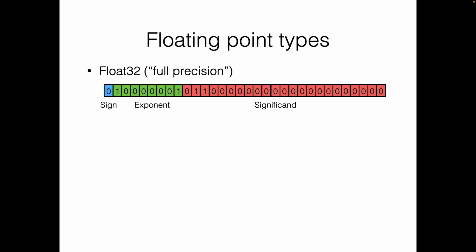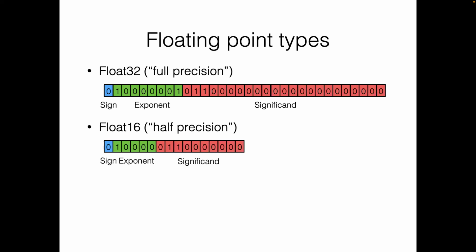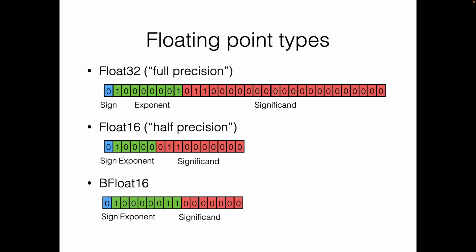So here we have float 32, which is what we just went through. And this is usually referred to as full precision. You'll come across these terms, so it's good to know what that refers to. Then you could have float 16, which is called half precision. And now you can see that both the exponent and the significand were reduced. Then there's one more that's commonly used, called bfloat 16.